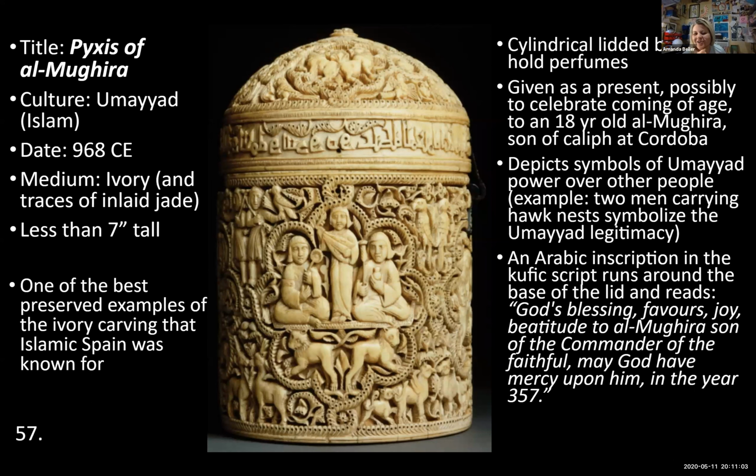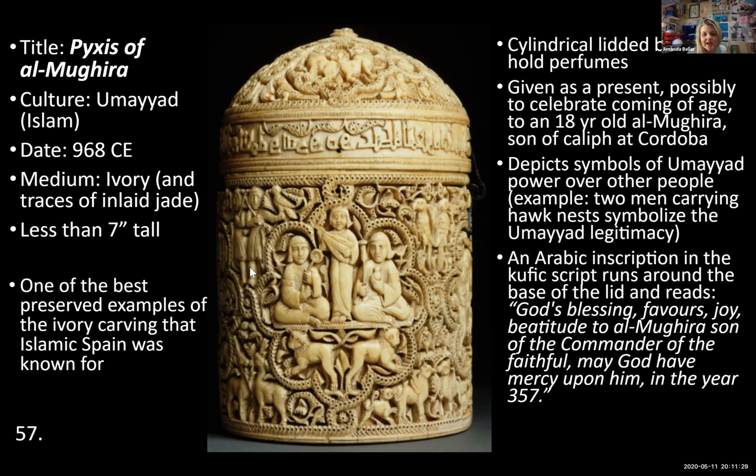This would have held toiletries. It's made of ivory. It's only 7 inches tall. So we're looking at a small object, but it has these really intricate, tiny carvings. And so for this work, you would really want to think about those themes of luxury, decorative objects, commemorative, coming of age object. This is very typical of the decorative style from this time period.